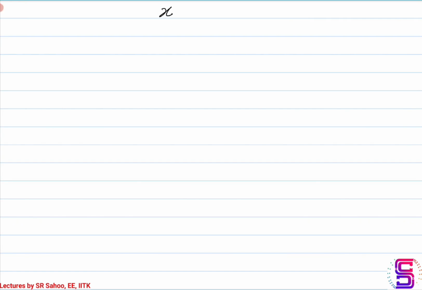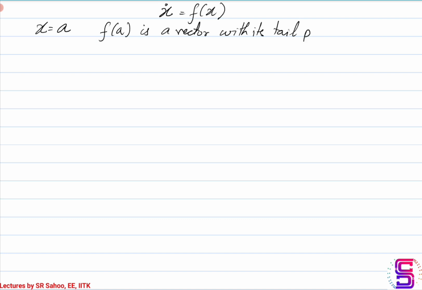Consider an n-dimensional real autonomous system of this form. In such cases, when x is equal to a, f of a is a vector with its tail point at a. Basically, the vector starts at a, with its tail point at x equal to a.